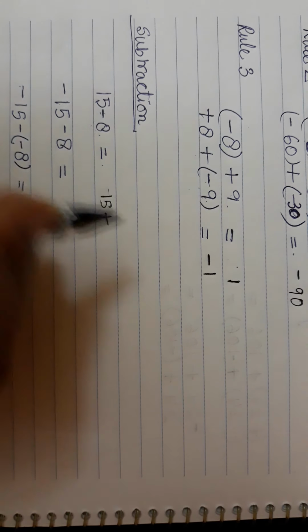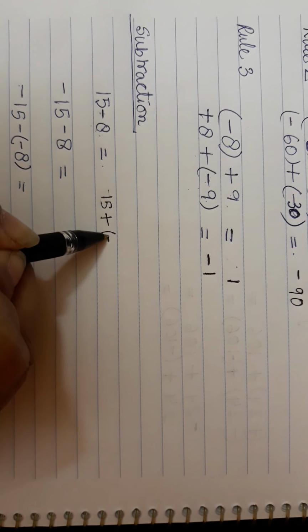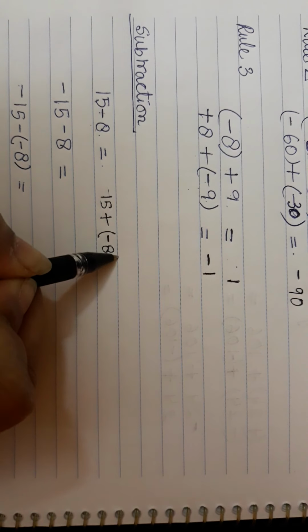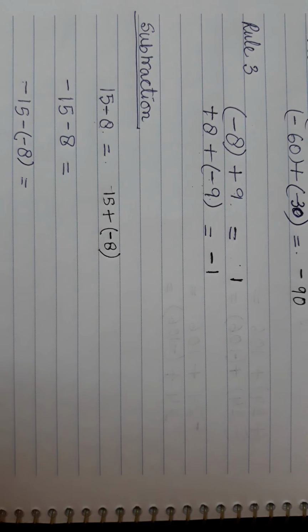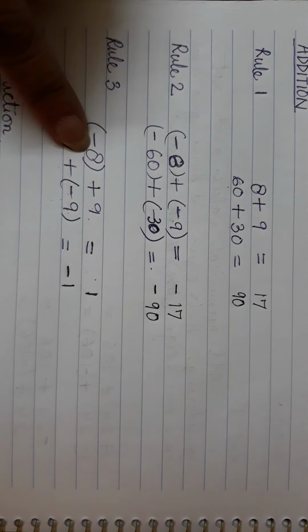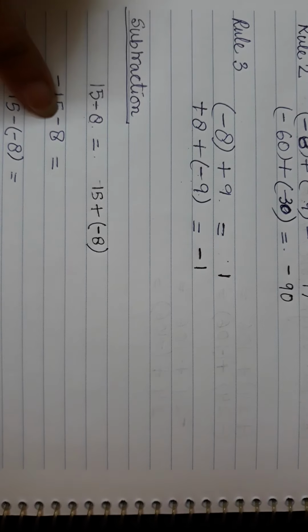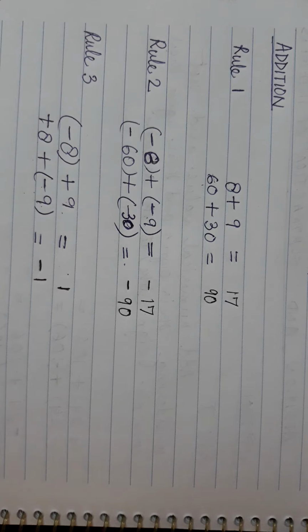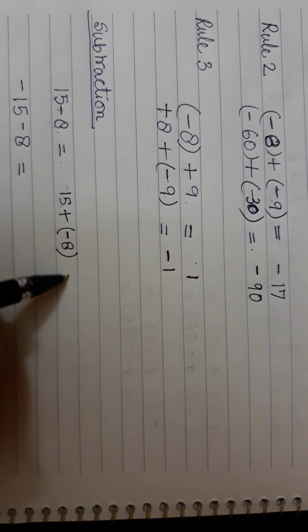Here it is 8. So what is the additive inverse of 8? That is minus 8, isn't it? So when we change the sign and make it plus, we can just remember what we did in rule number 3 of addition. Simply we are changing the minus sign into plus, and then we follow the rules of addition we have done just now. Simple. Both the signs are different, so I take minus sign.